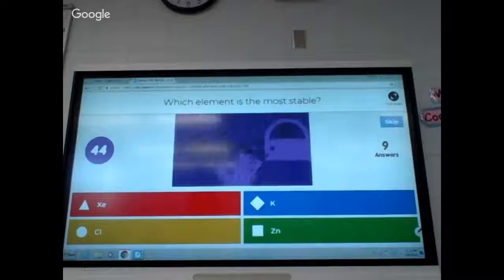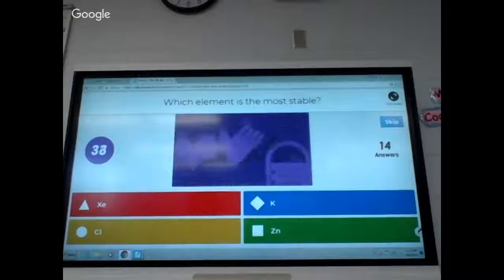Where's K? Right here. K is in group 1. Zn is in the d block. Number 30. Potassium's 19. Chlorine's 17. Xenon is 54.